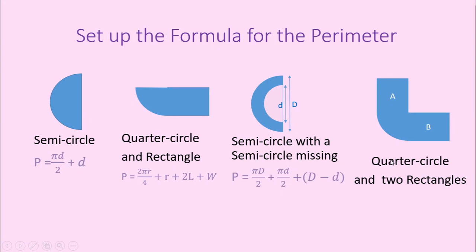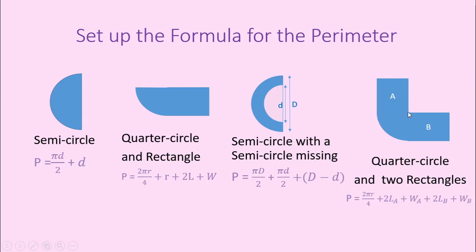Finally, onto our quarter circle and 2 rectangles with that strange notation with the little lowercase a's and b's. The perimeter of this shape is going to be a quarter of a circumference, so I've done 2 pi r divided by 4 for this curved bit of the side there. Plus I've got 2 length a's, so that's this length a and this length a. And I've got 1 width a, which is up here. Not 2 of them because the other width a is down here, and that's cutting through the shape.